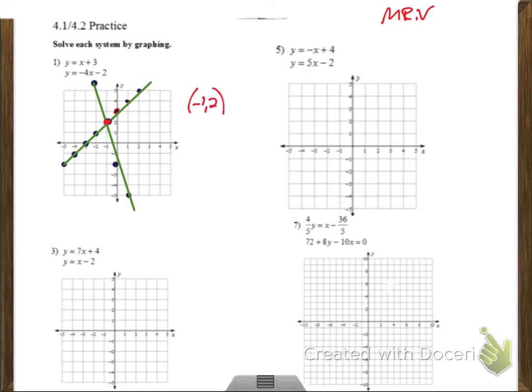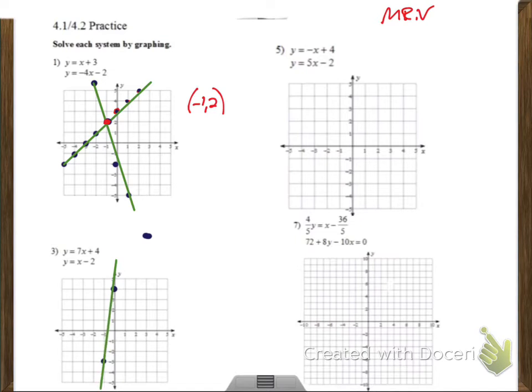All right, on 3, both are in y equals format. So the first one is plus 4 for the y-intercept. And then it's 7 over 1. I can't go the other way, so my first point would be like 7, 1, which would be up here. But I can do negative 7, negative 1. So that would be 1, 2, 3, 4, 5, 6, 7. And there would be your second point. So I would just draw a line between these 2 points here.